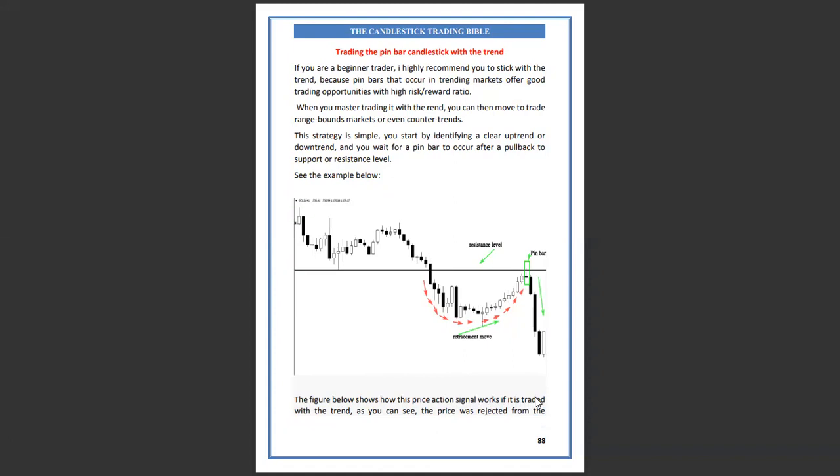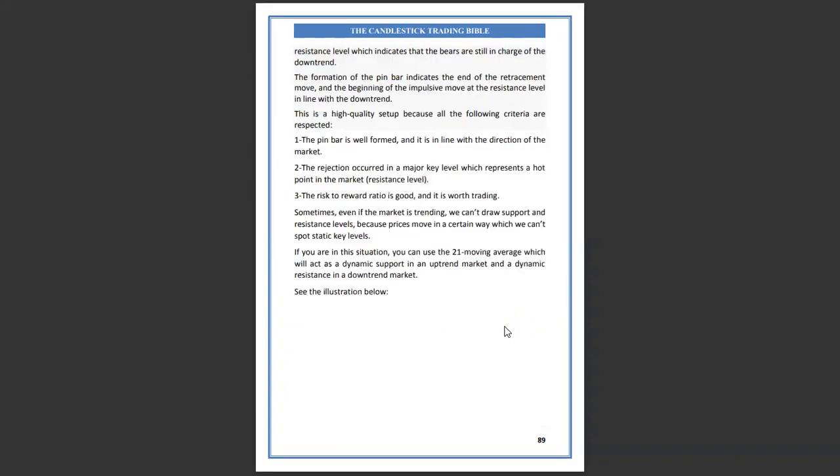As you can see, the price was rejected from the resistance level, which indicates that the bears are still in charge of the downtrend. The formation of the pin bar indicates the end of the retracement move and the beginning of an impulsive move at the resistance level, in line with the downtrend.